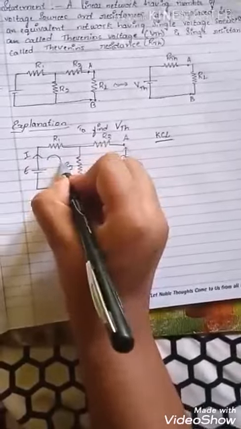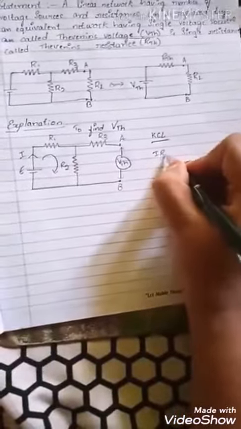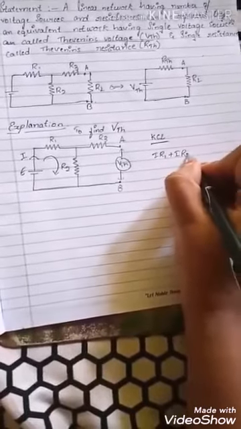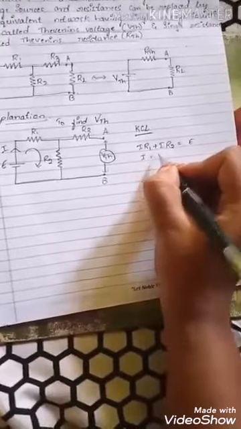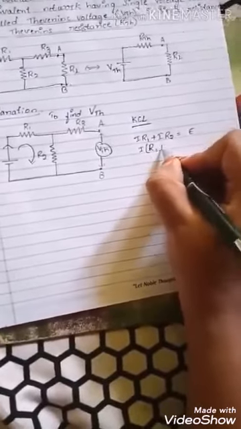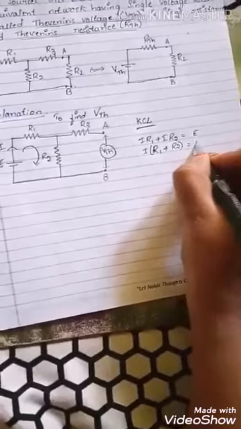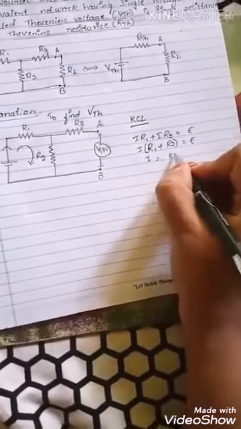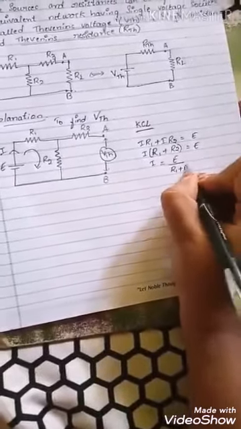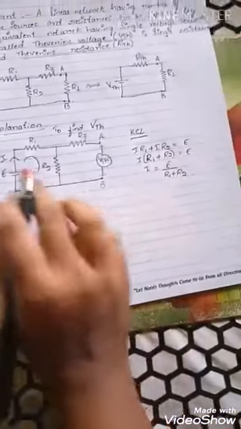From loop 1, this is the direction of the current. So from this loop we can say IR1 plus IR2 equals E. In this, I is common, so I into R1 plus R2 equals E. So I equals E by R1 plus R2. This is the current in this loop.